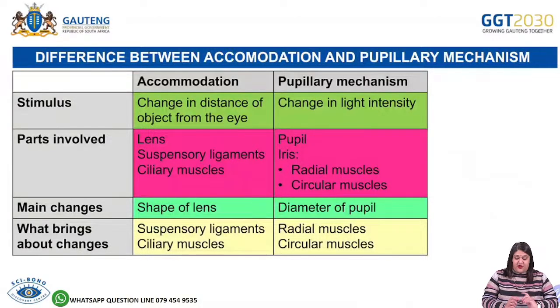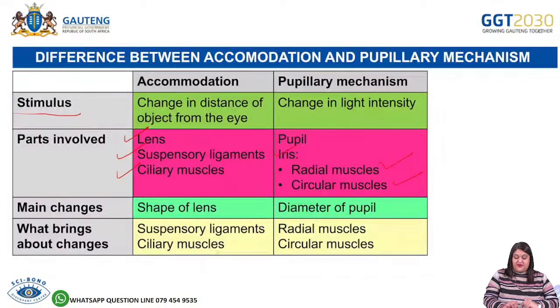The parts involved, for me, it's very important to first know. For accommodation, it's the lens, the suspensory ligaments, and the ciliary muscles. For the pupil, it is the iris, which has the circular and the radial muscles. In accommodation, what is the stimulus? It is the change in the distance of the object from the eye, and in the pupillary mechanism, it's the change in light intensity. The main change in accommodation is the shape of the lens; in the pupillary mechanism, the diameter of the pupil.